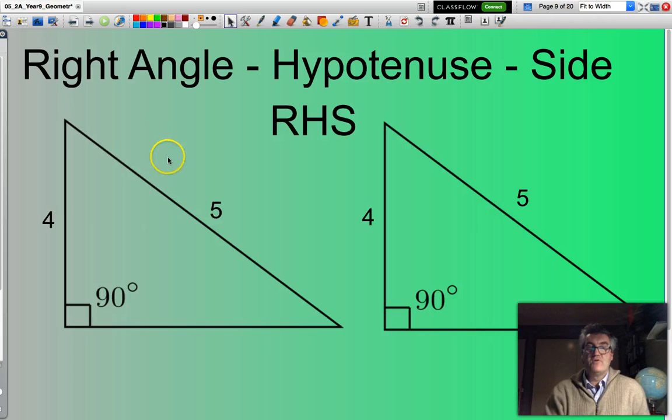And the fourth and final rule: do we have a right angle, a matching hypotenuse, and a matching side? So right angle, so they're the 90 degrees. Hypotenuse is always opposite the right angle, matching, and a side, 4 and 4. So we're going to go through about 6 or 7 examples, hopefully just to clarify your understanding of congruent triangles.